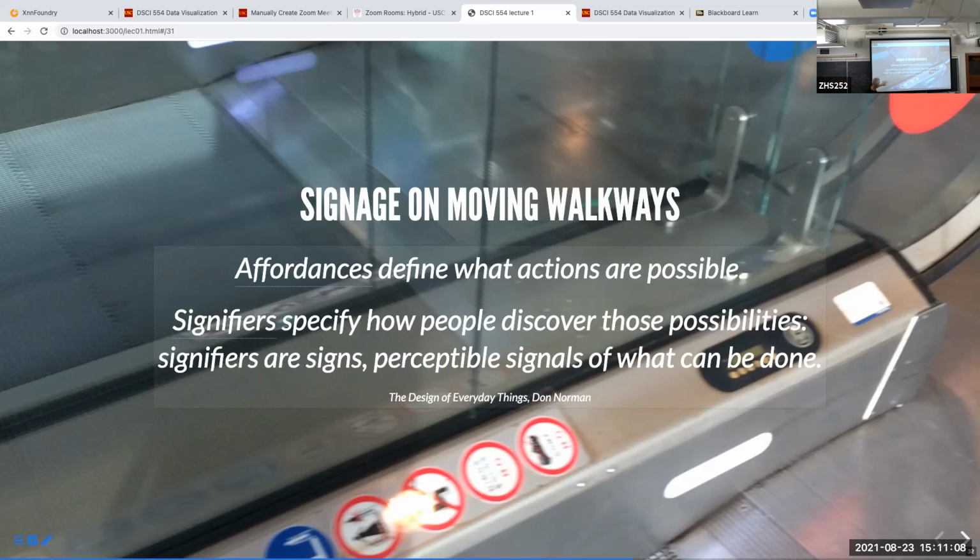The affordances are the actions that are possible, which means that you can walk on these walkways. The signifiers are the iconography and signs that tell you what is possible: you can hold the rail, you can go in a given direction but not in the other, and so on.